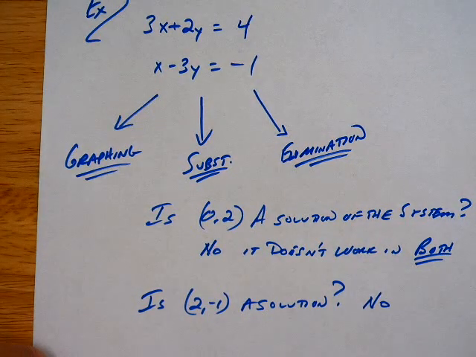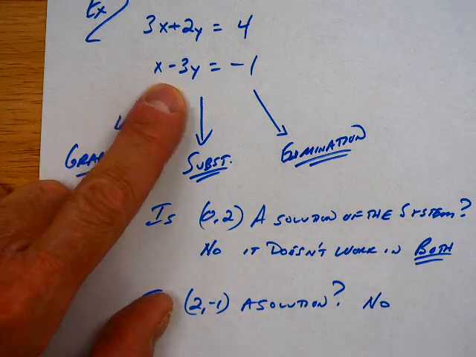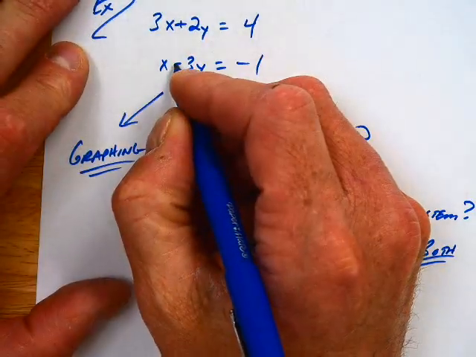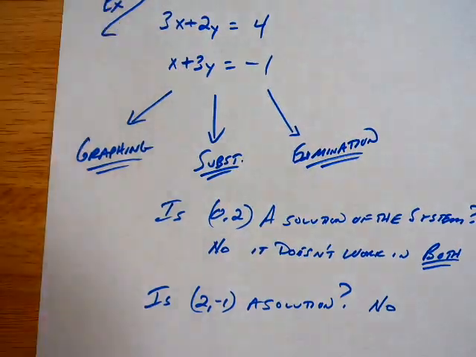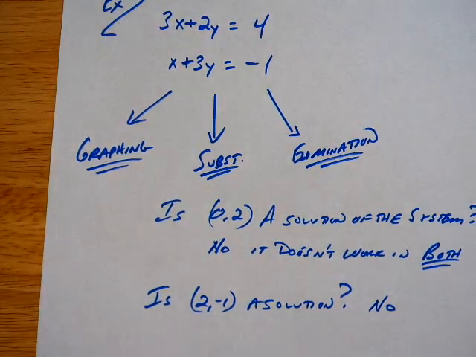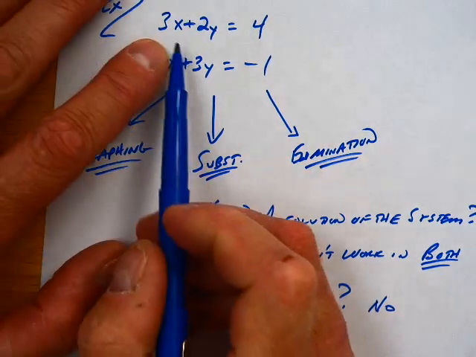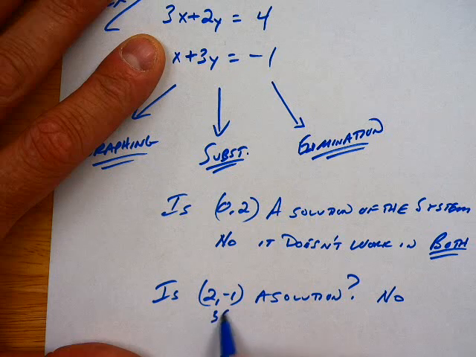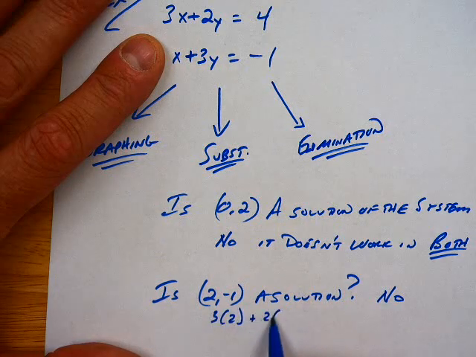Okay? So, no. It doesn't work in both equations. Okay? Let's just pick this one: is (2, -1) a solution? You look at it and tell me whether you think (2, -1) is a solution.